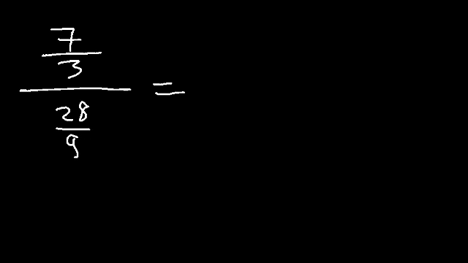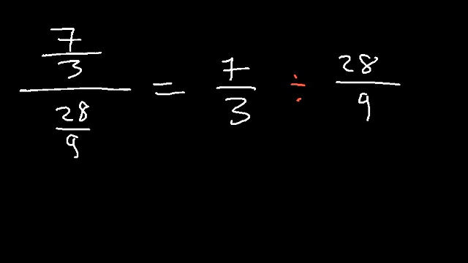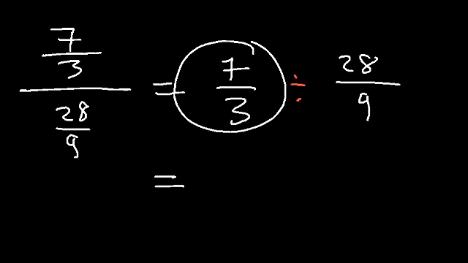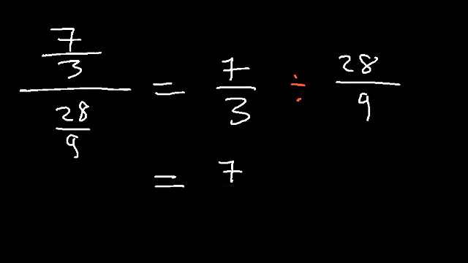Perhaps you've heard of the term keep, change, flip. By the way, you can rewrite this expression as 7 over 3 divided by 28 over 9. So using the keep, change, flip principle, keep the first fraction exactly the way it is, change division to multiplication, and flip the second fraction.